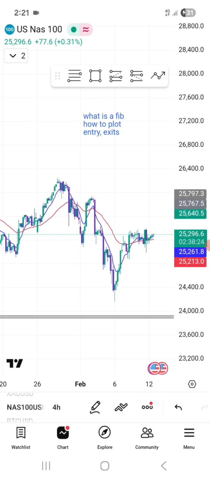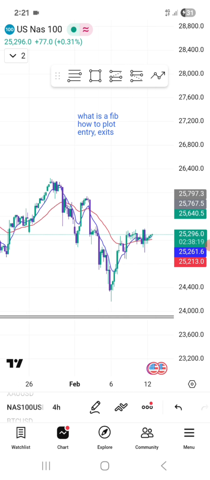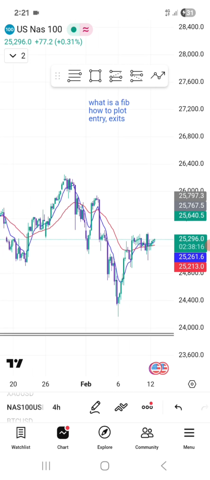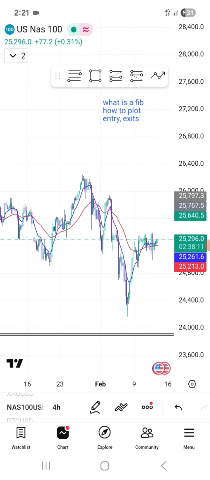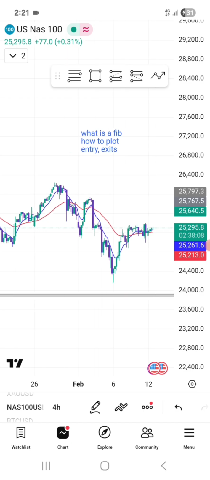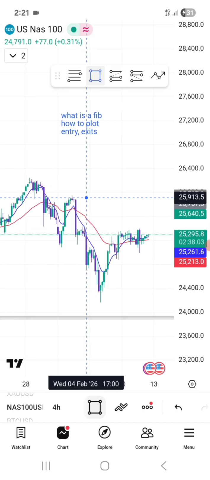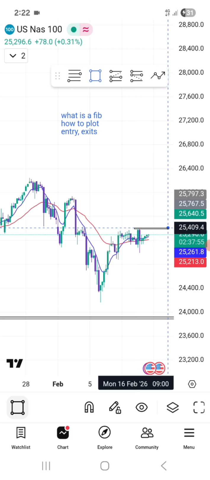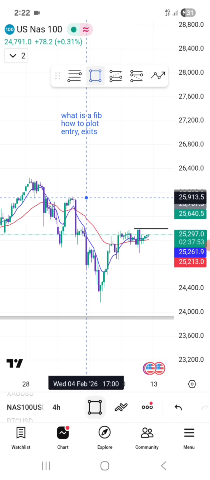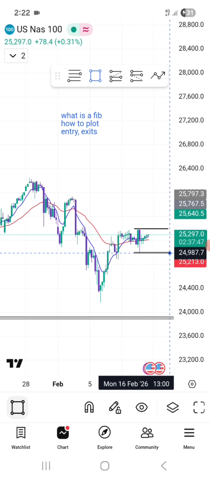let's plot Fibonacci. First, before plotting the Fibonacci, we have to mark out the swing high and the swing low points. From the 4-hour time frame of Nasdaq, for example, these are the swing high points. This is the swing high point, and this is the swing low point.